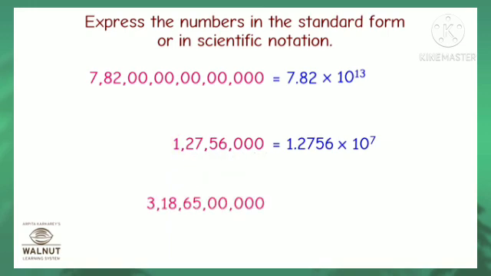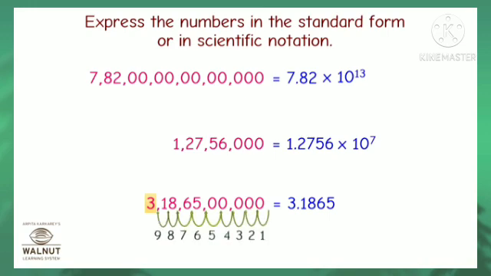Let's take a look at the next number. The decimal point will come after 3, so it will become 3.1865. And let's see the jumps. So the decimal point has jumped 9 steps, hence we write 3.1865 into 10 raised to 9.